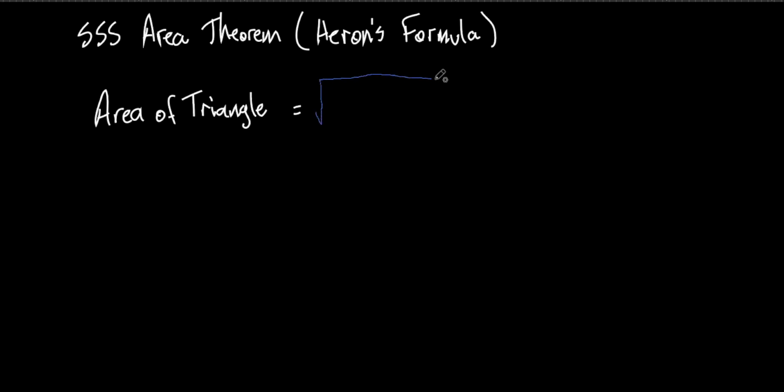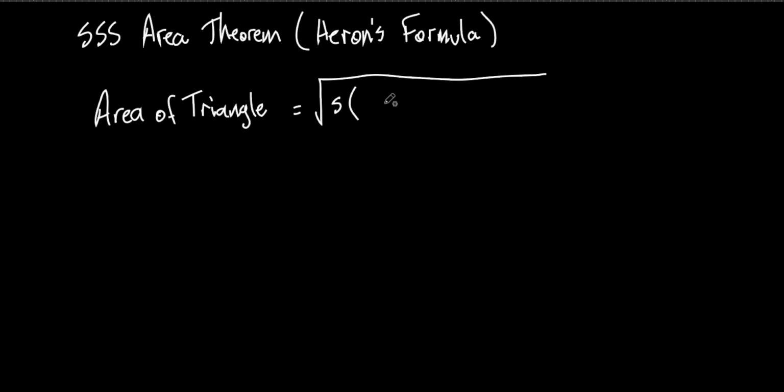So it's a big old square root. We start with a square root, then we start with the letter S. I'm going to talk about what that letter S represents after I write down the theorem. It's really not that difficult, but we'll see what it is.